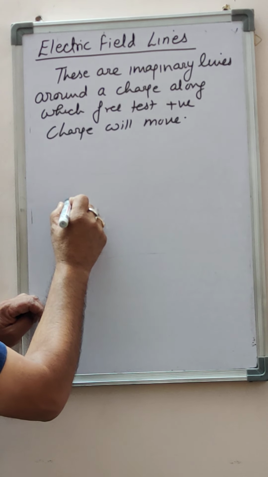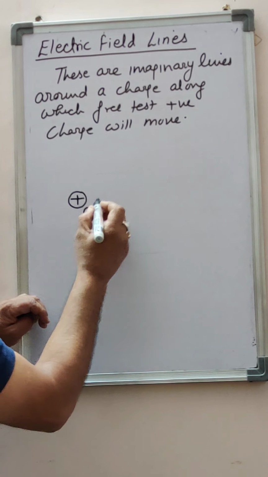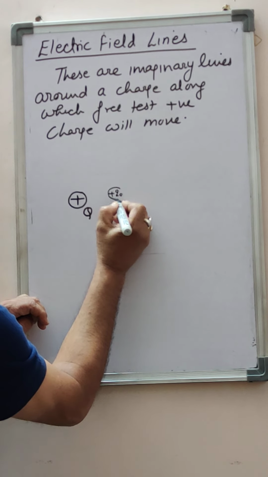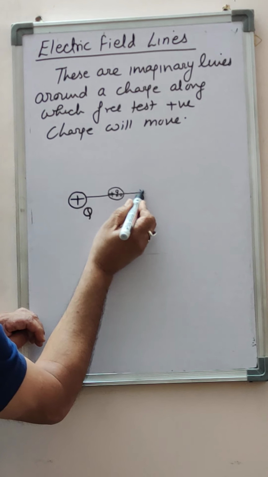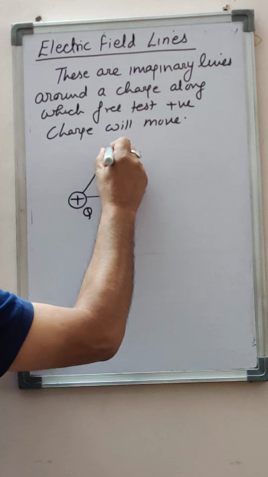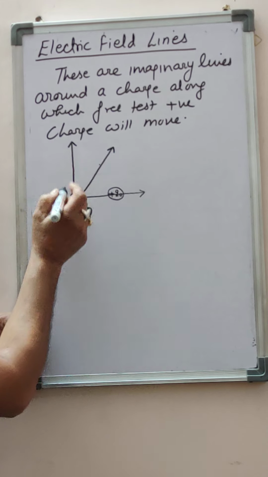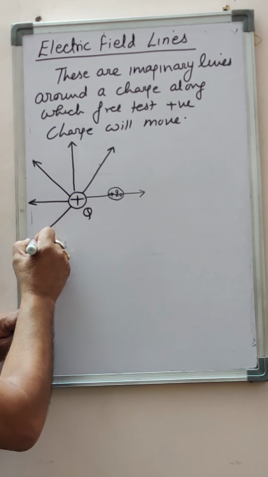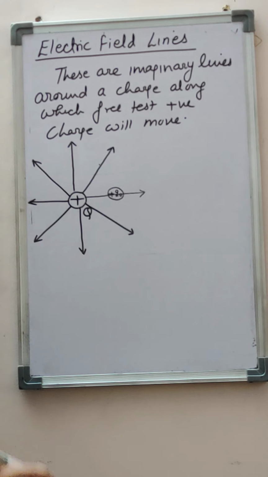Suppose this is your positive charge. If you place a test positive charge over here and it is free to move, then due to repulsive force it will move along this direction. If you are placing over here, it will be moving along this direction. So these are the imaginary lines around the charge distribution along which free test positive charge will move.